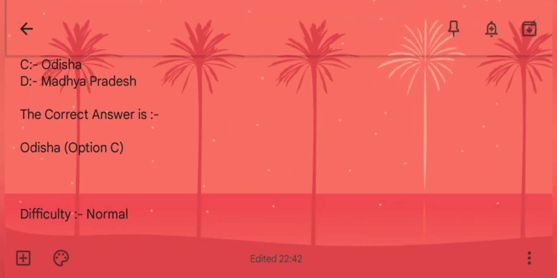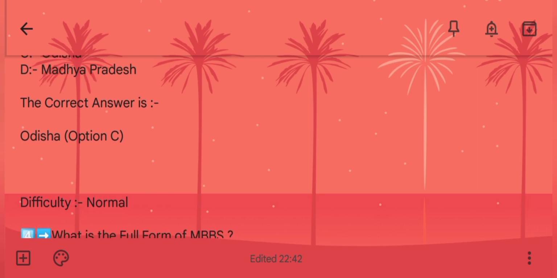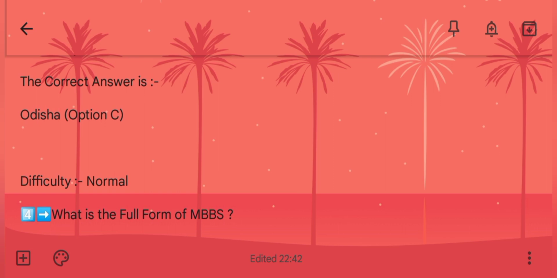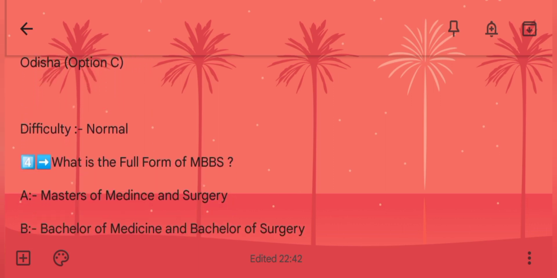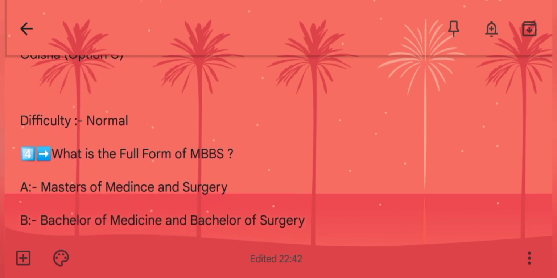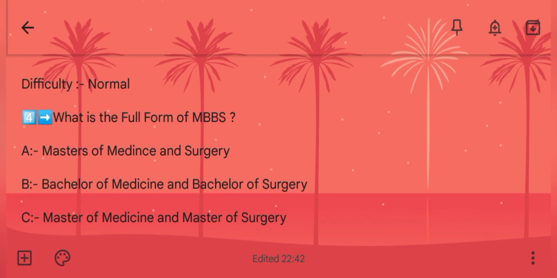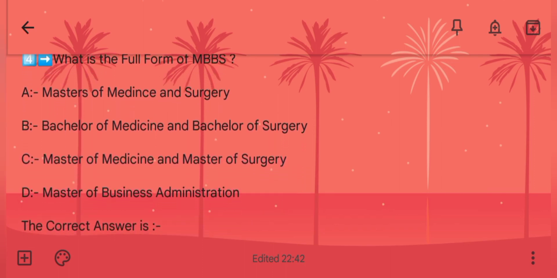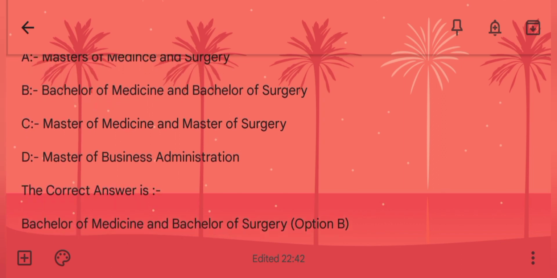Now let's move on to a slightly normal question, which is, what is the full form of MBBS? Almost all of you would be knowing that. Your options are A, Masters of Medicine and Surgery, B, Bachelor of Medicine and Bachelor of Surgery, C, Master of Medicine and Master of Surgery, or D, Master of Business Administration. Your correct answer is Bachelor of Medicine and Bachelor of Surgery, which is option B.